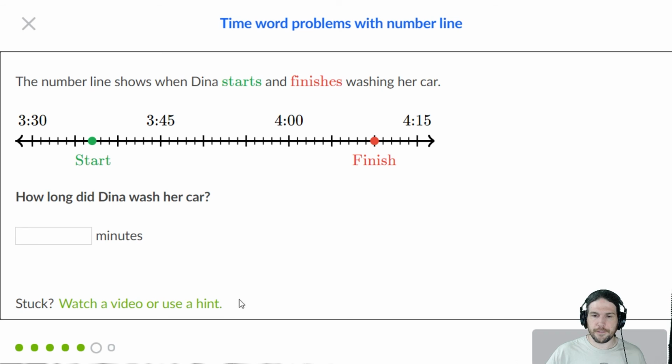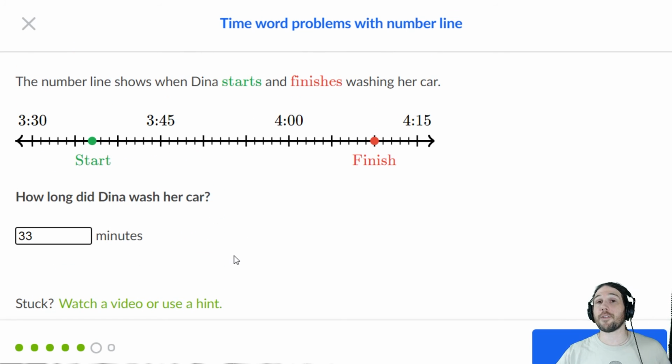Here we have a start and finish. How long did she wash her car? Again, each of these between these larger marks is 5 minutes. 5, 10, 15, 20, 25, 30, 31, 32. I see 33 minutes here. However, once again, the way I'm counting this up is not the only way to do this. You could just subtract the two, find out where they are, and subtract the minutes. That would also work. This is just the way that works best for me.